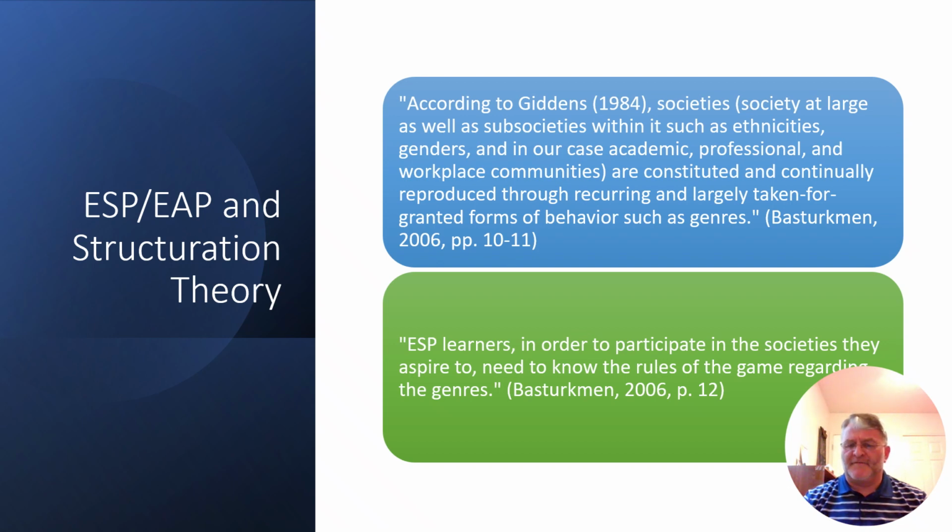A second quote from the Basturkmen text indicates that English for specific purpose learners, in order to participate in the societies they aspire to, need to know the rules of the game regarding the genre. So if I am able to provide my students with an understanding of the writing rules, how to structure 5-sentence paragraphs efficiently, I feel that I am able to provide them with the necessary structure for them to approach English in a very proficient manner for their academic needs.